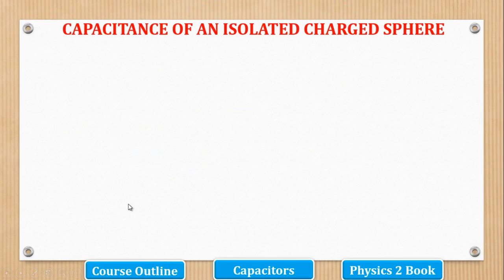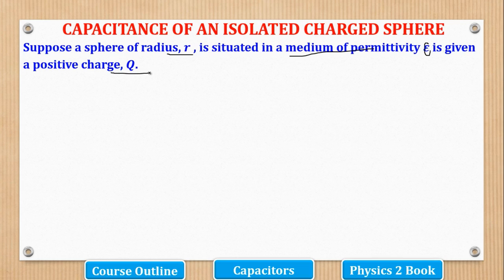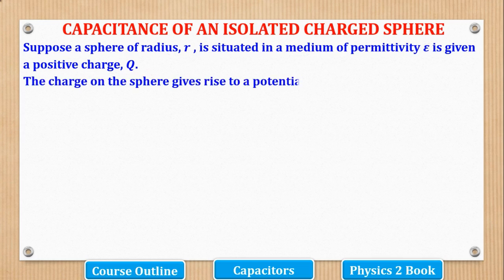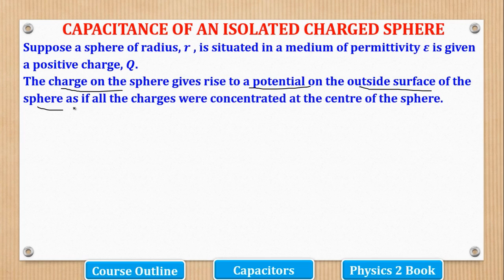So now we shall start our topic, capacitance of a charged sphere. Here we shall suppose a sphere of radius r situated in a medium of permittivity epsilon and is given a positive charge Q. The charge on the sphere gives rise to a potential on the outside surface of the sphere as if all the charges were concentrated at the center of the sphere.